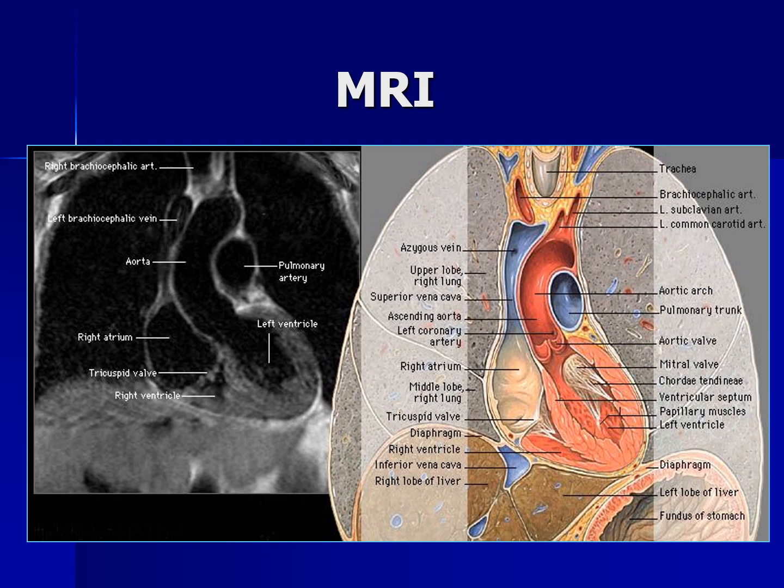We can see aorta, pulmonary artery, right atrium, left ventricle, tricuspid valve, right ventricle.